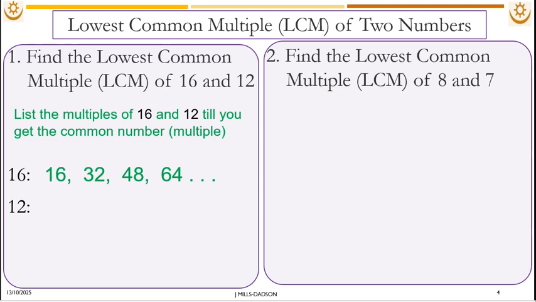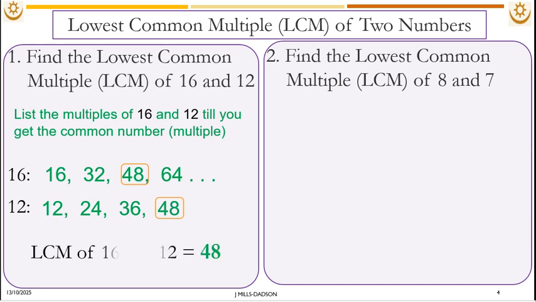If we don't get a number that is listed in the 16 times table, then we need to keep on carrying on. So the 12 times table, we have 12, 24, 36, 48. And we've seen clearly the first common number. Therefore, 48 is the least common multiple of 16 and 12. Now, can you try and do the LCM of 8 and 7 yourself?